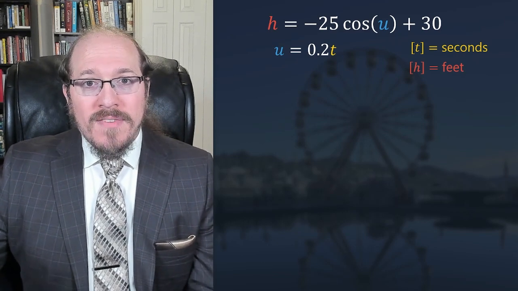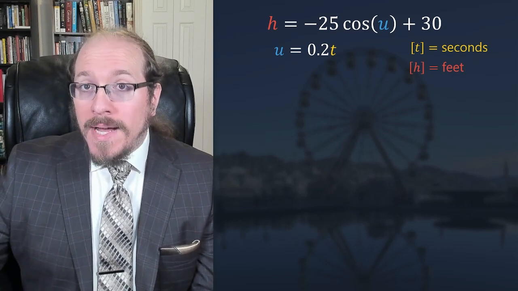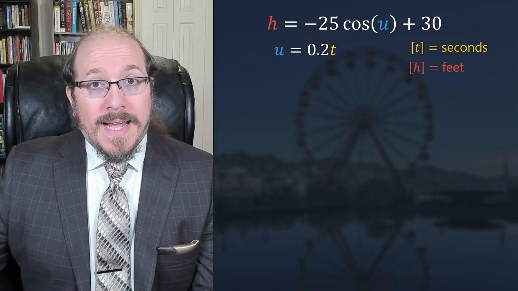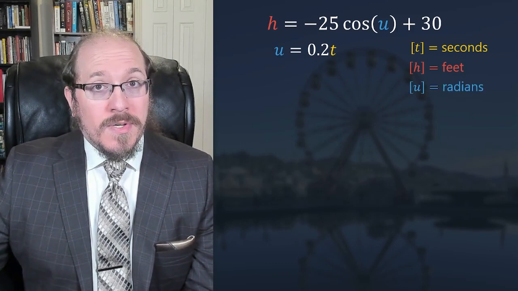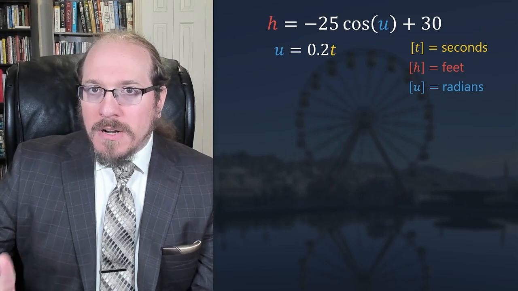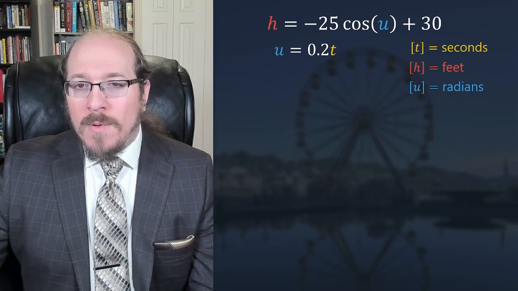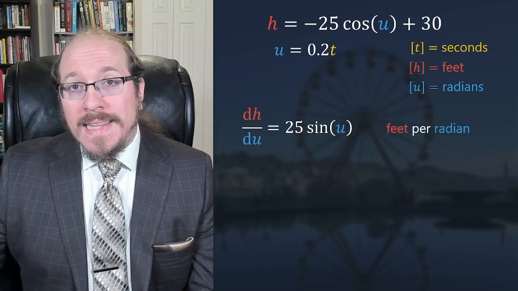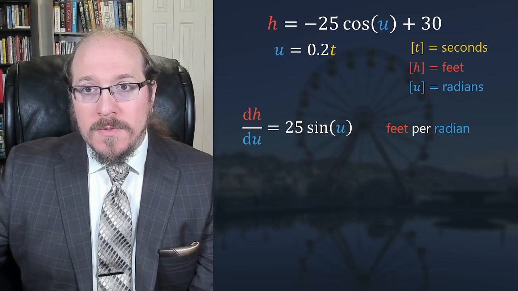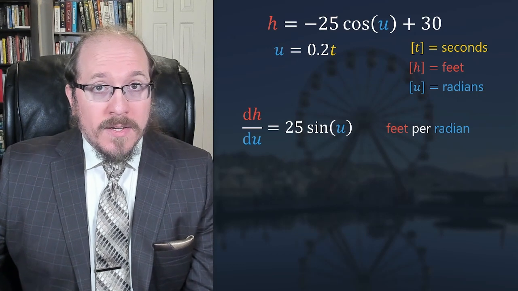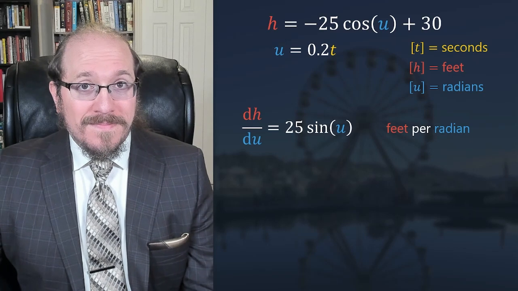In fact, we can say even more about the units of u. Cosine, remember, is a trigonometric function, which means it usually takes an angle as an input. That means that u is actually measured in radians, not degrees, by the way. In calculus, we always work in radians. Anyway, knowing that, not only can we find that dh over du, the derivative of h with respect to u, is 25 times sine u, but we can actually describe the units, feet per radian.